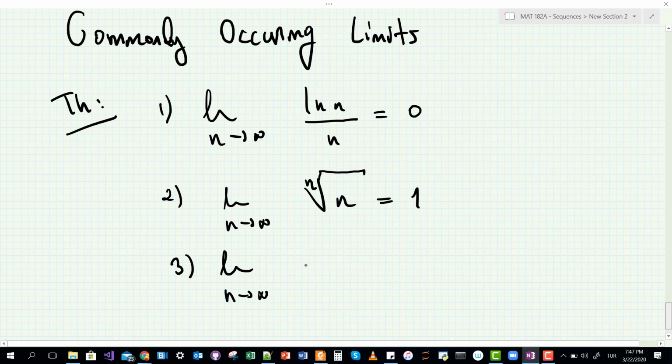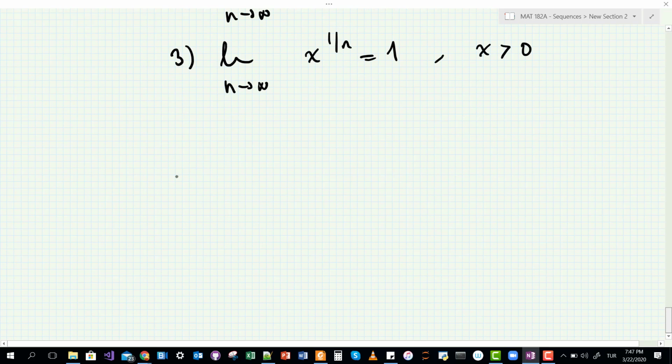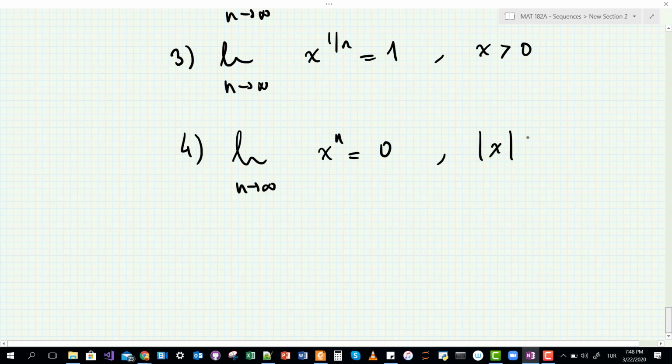Another rule is about this one. This is so obvious. When n goes to infinity, 1 over n goes to 0, and then x to the 0 is going to be 1. But this applies for positive x values. The fourth rule, I already shared this with you before, is 0 for the values of x that are less than 1 in absolute value.